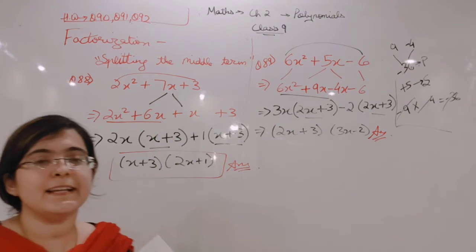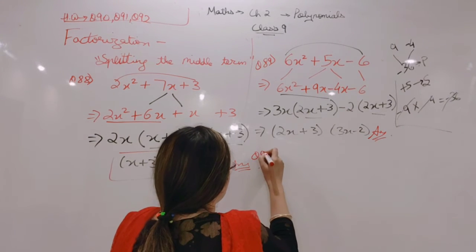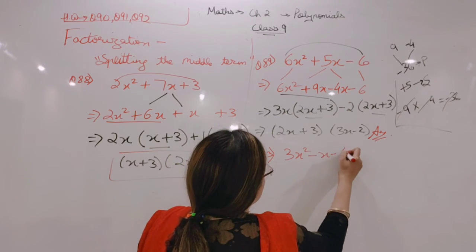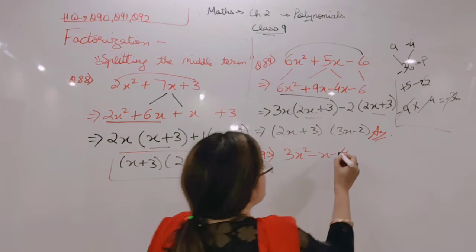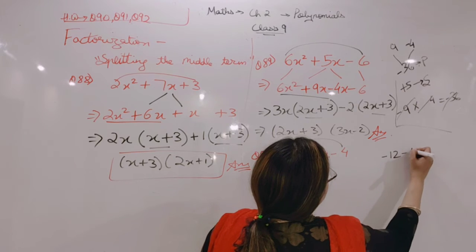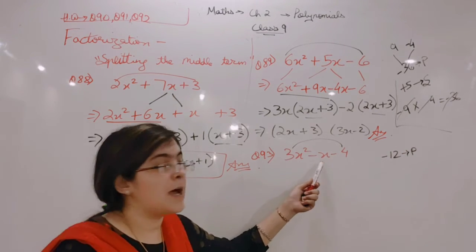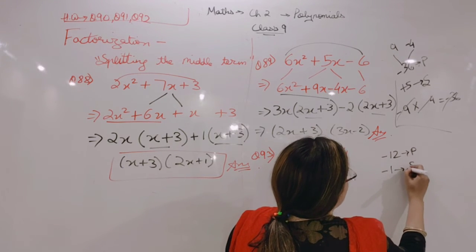Okay, question 93, I am making it for you, students. See, it is 3x square minus x minus 4. So what do I want the product as, students? Minus 4 into 3, minus 12. I want the product as minus 12. What do I want the sum as? Minus 1. You have to take the sign also.